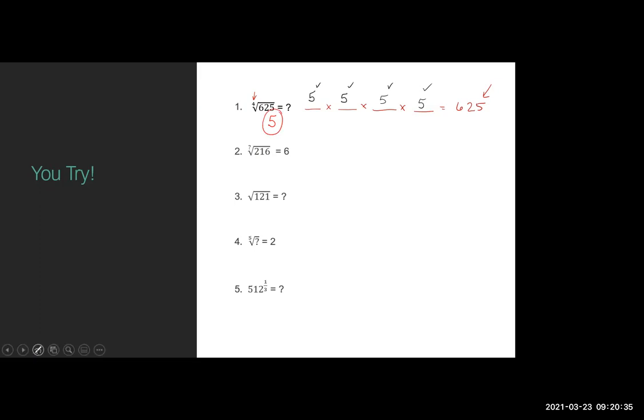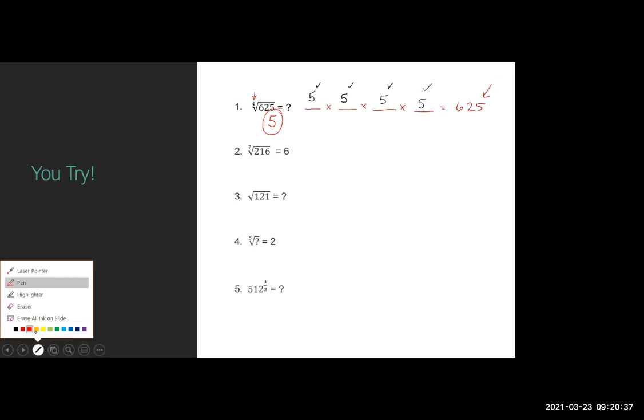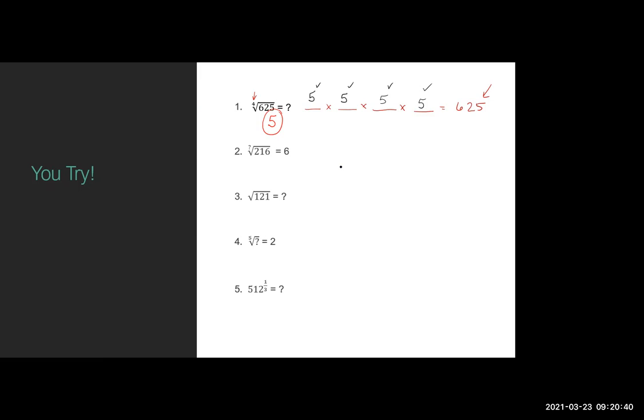Okay, let's look at number 2. This time we're looking for the index. Okay, so how many blanks do I need to get 216? Well, I know 6 goes in the blank. So 6 times 6 is 36. Times 6 again is 216. So that works. So I need that index to be 3. I need there to be 3 blanks. I need there to be 3 6s being multiplied together.